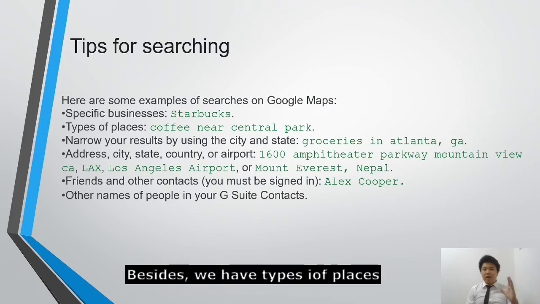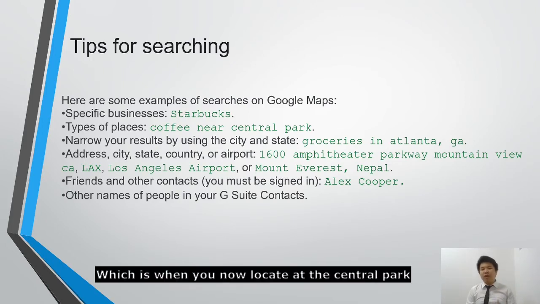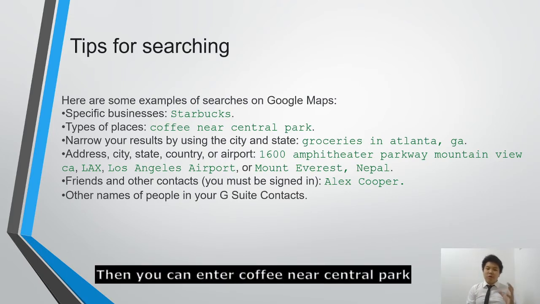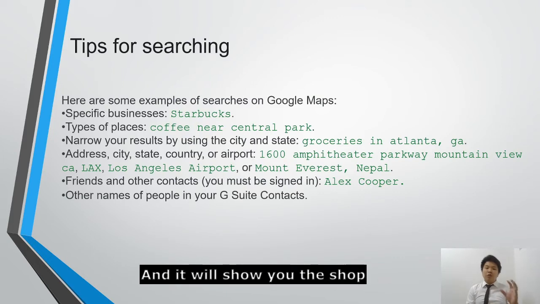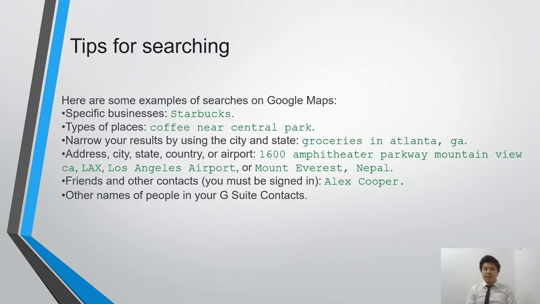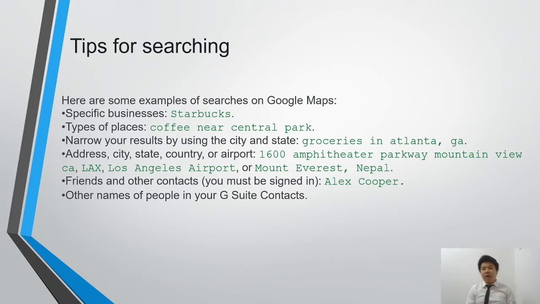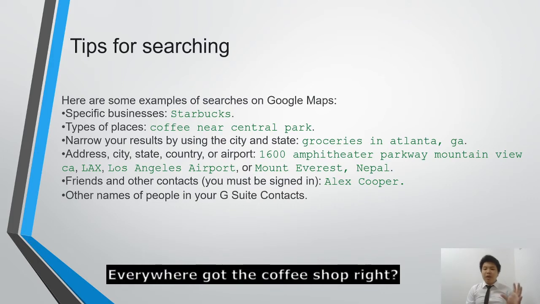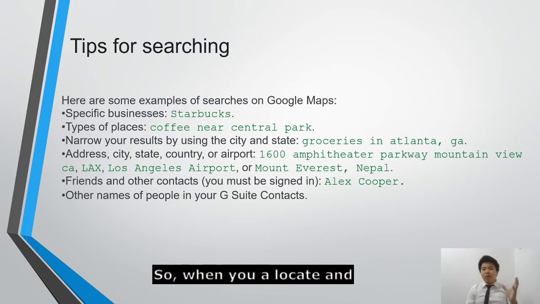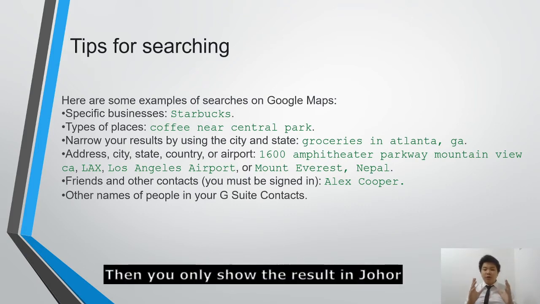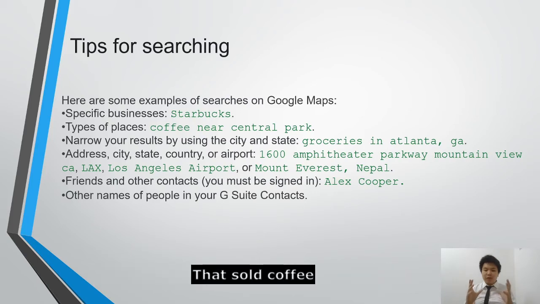Okay, besides that, we have type of place. When you are now located in Central Park and you want to get a cup of coffee, you can enter coffee near Central Park and it will show you the shops that have coffee. Then narrow your results by using the city and state. We know that everywhere has a coffee shop, right? So when you are in a specific place such as Johor, you can enter coffee shop in Johor. Then it will only show the coffee results in Johor.